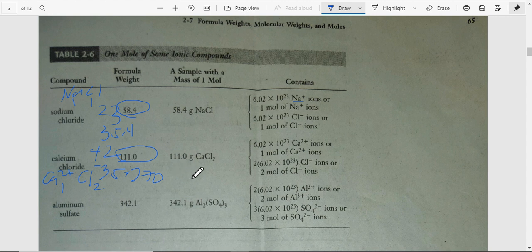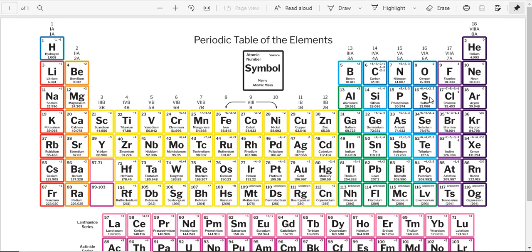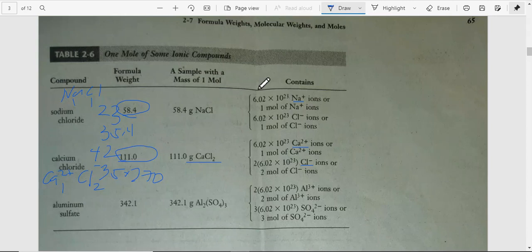Next is the sample. Same gihapon. Change mo lang, butangan mo lang iya unit, grams, and calcium chloride. Then it can contain separate of each element. If you are looking for calcium lang gid, or for your chloride lang gid, chlorine kay isa lang. So, you will use this formula which is 2 times the Avogadro's number, then calcium chloride na element.